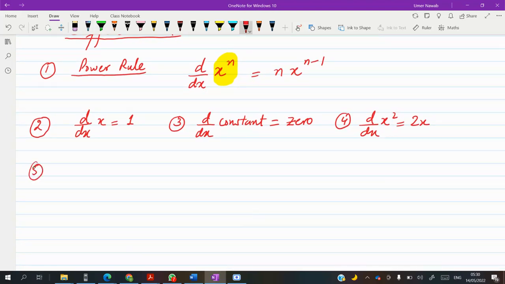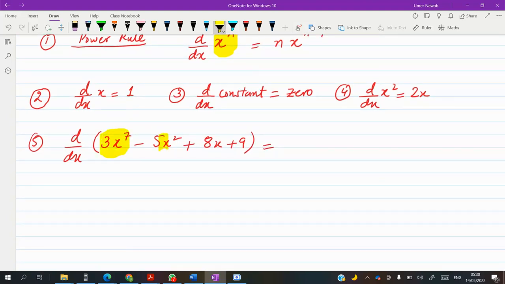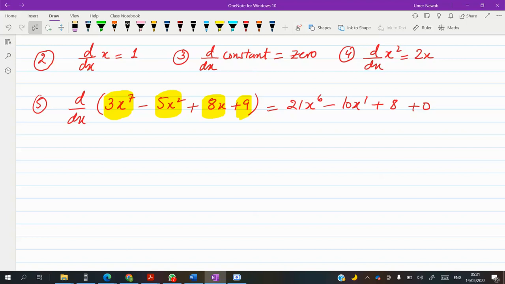Let me write the complicated ones. If I want to take the differentiation of 3x^7 minus 5x^2 plus 8x plus 9, the differentiation will be applied for all these terms. So it will give us 21x^6 minus 10x^1 plus 8 and plus 0. So this is just basic differentiation. And the A2 students, they don't have any problem in this type of differentiation.